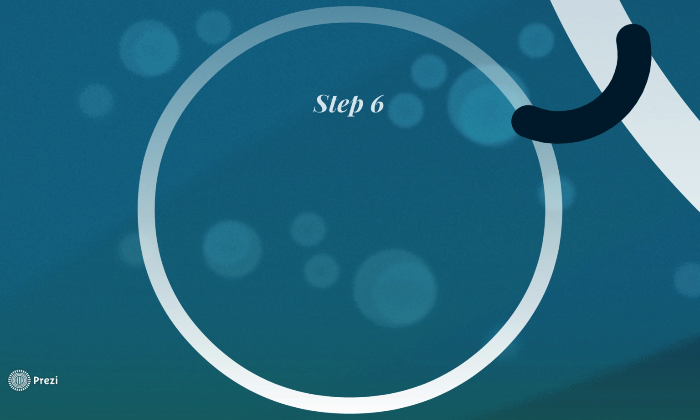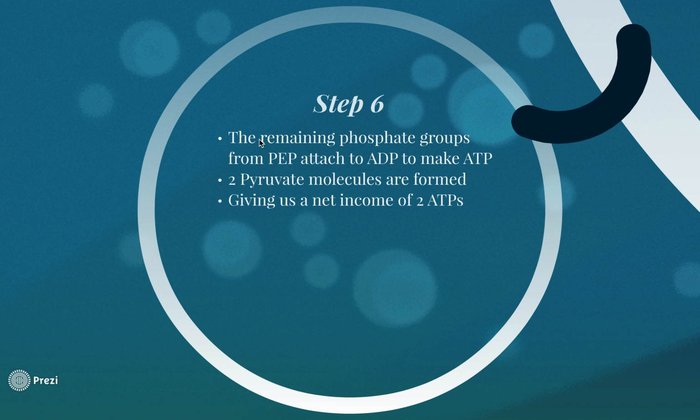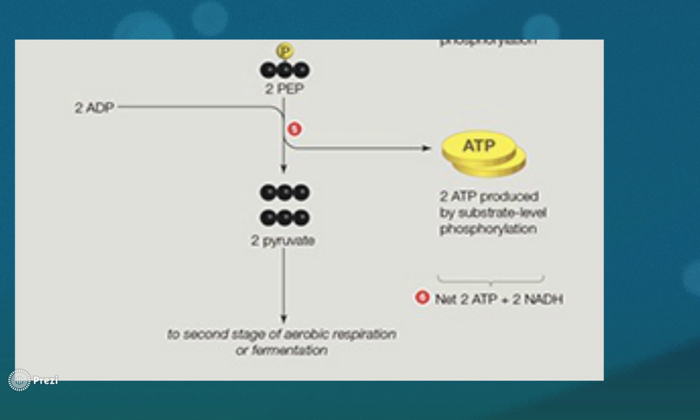And then the final step, step 6, the remaining phosphate group from PEP is attached to the ADPs to make ATP. And the 2 pyruvate molecules are formed from this. And that gives us the net income of our 2 ATPs. You just paid off the loan from step 5 of your 2 ATPs. So you look at the picture.